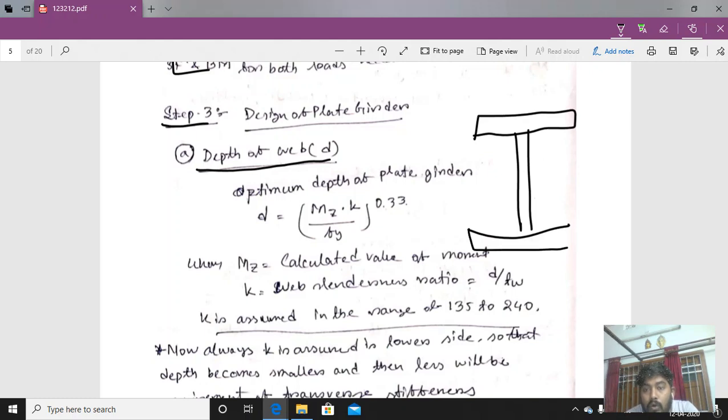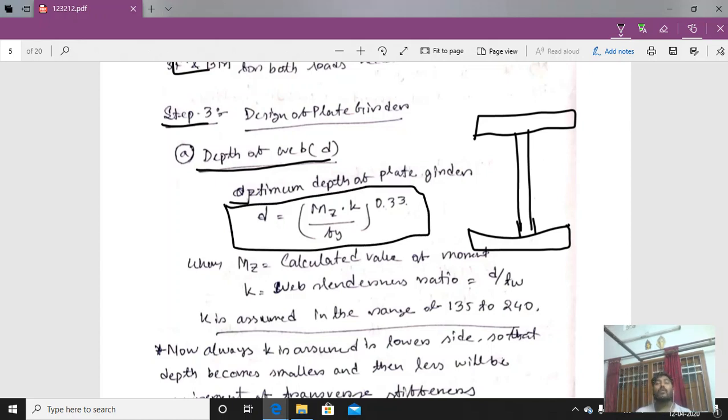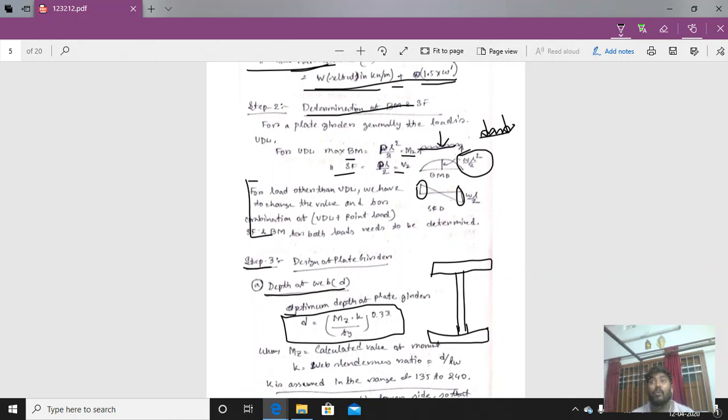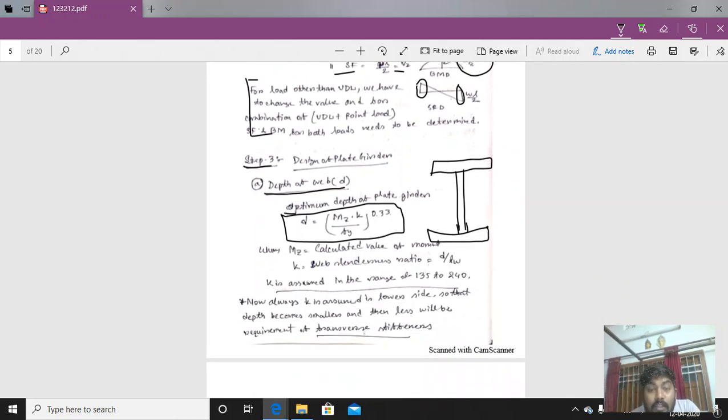We will first determine the optimum depth of the web, that is the depth of the web that will be needed, determined by that formula: D is equal to Mz into k divided by fy to the power 0.33. The value of Mz we have calculated, WL square by 8 for a normal UDL load. We know fy, and k. What is k? The web slenderness ratio, that means the slenderness ratio of the web only.